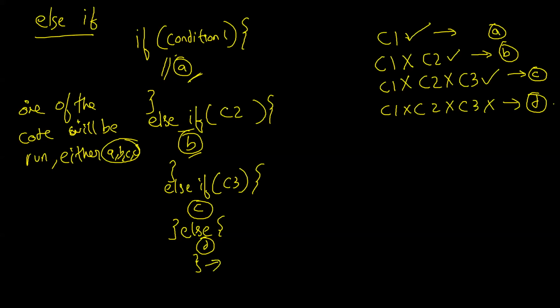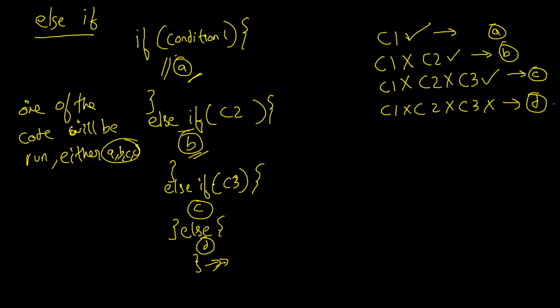If C1 is not true, then C2 will be checked, okay? If C2 is true, then B will be run, and then it will come to here. If C2 is also false, then C3 will be checked, okay? C3 will be checked, and then the C code will be run.